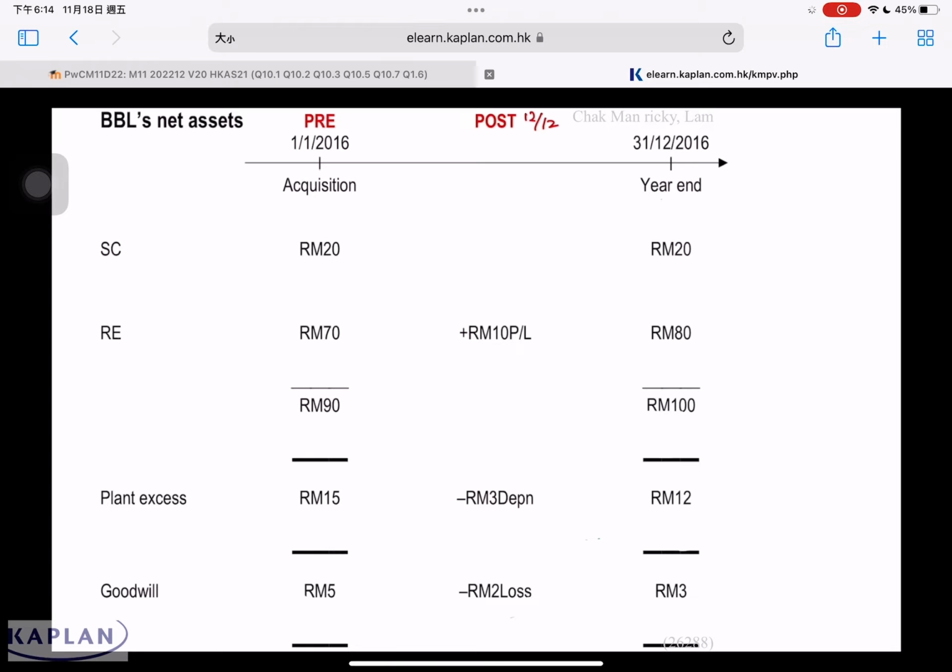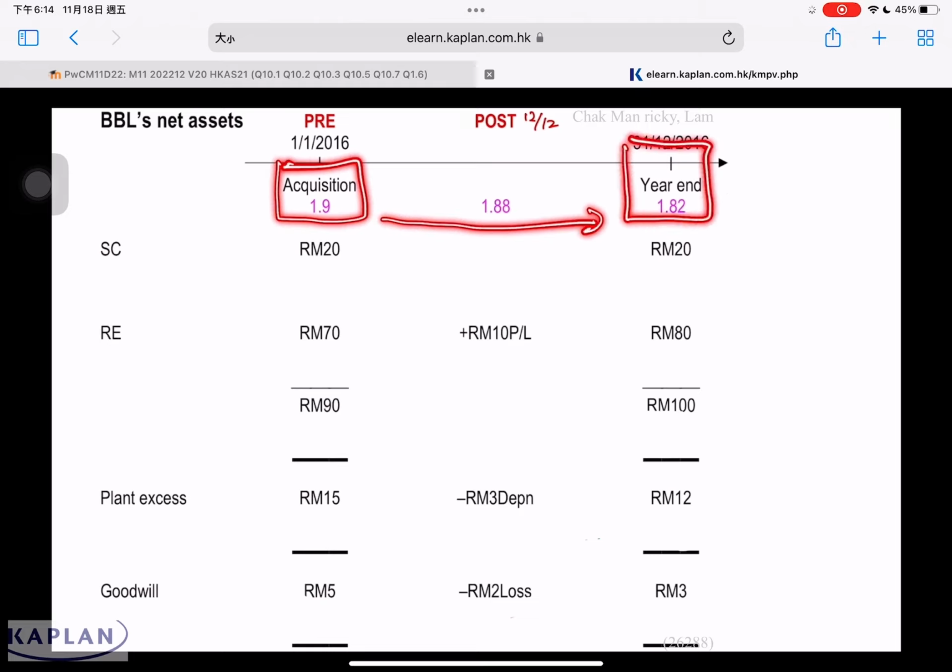All this is in ringgit. We have to translate this to Hong Kong dollar. At the acquisition date, the exchange rate is equal to 1.9. The average rate for the year is equal to 1.88. And at the year end, the exchange rate is equal to 1.82. At the acquisition date, for the year, and at the year end, we can apply the exchange rate. 20 multiplied by 1.9. I just repeat myself over here just to make sure that you know what's going on.